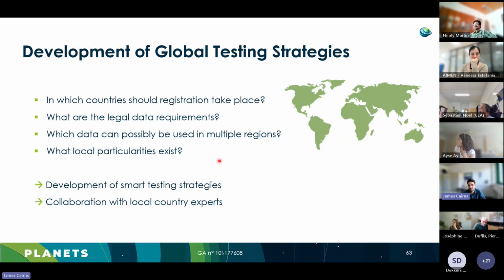Yes, have we got any local particularities? And this leads to the development of the smart testing strategies. And of course, the toxicologist would be in contact with local country experts who know the local system even better, because nobody is an expert in every legal system.